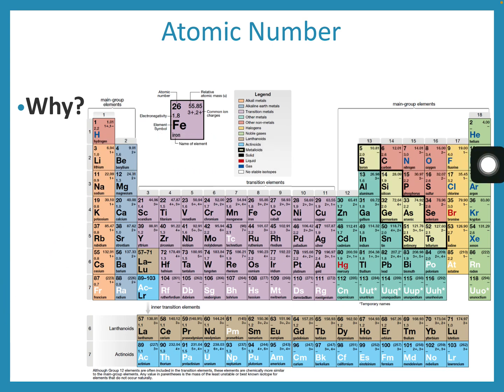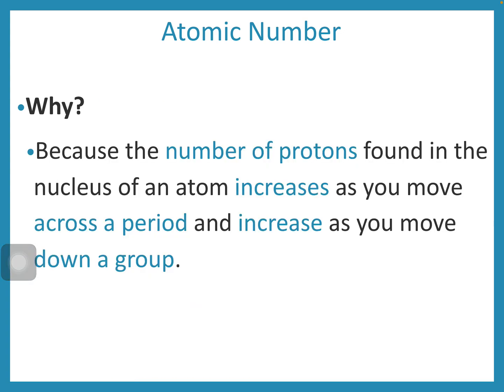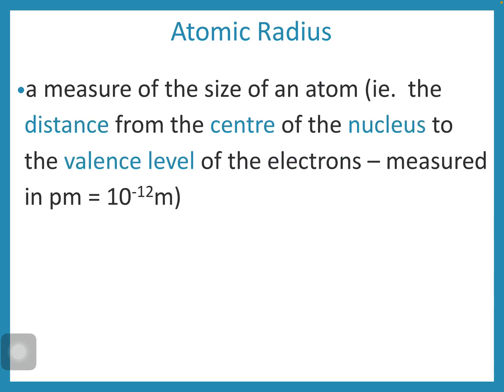So when we talk about our trends, we are going to talk about moving across a period. So from left to right, is there an increase or decrease in a particular trend? And then down a group. So as we move down the group, is there an increase or decrease in that particular trend? So the atomic number, because the protons, as we said, increase as we move across and then down, that's where we see an increase going across and down a group. So those are both increases, those trends.